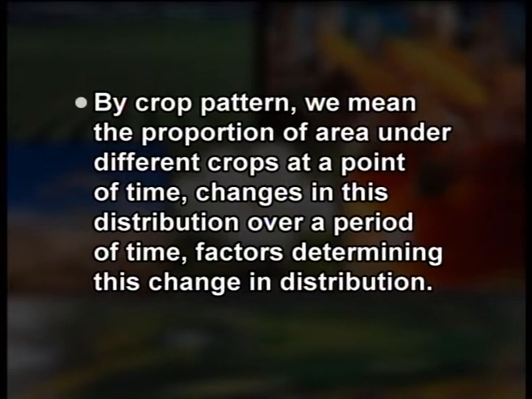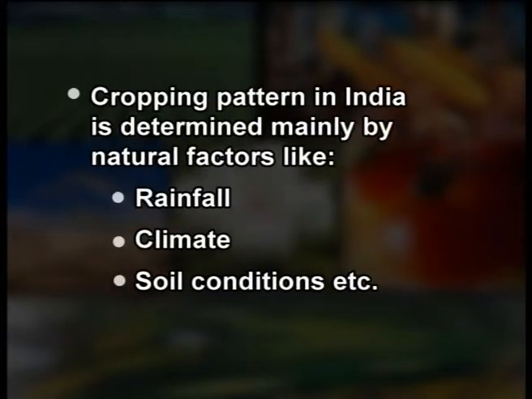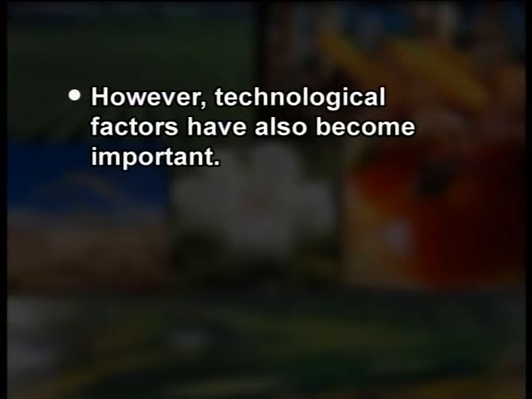By cropping pattern, we mean the proportion of area under different crops at a point of time, changes in this distribution over a period of time, and factors determining this change in distribution. Cropping pattern in India is determined mainly by natural factors like rainfall, climate, soil conditions, etc. However, technological factors have also become important.